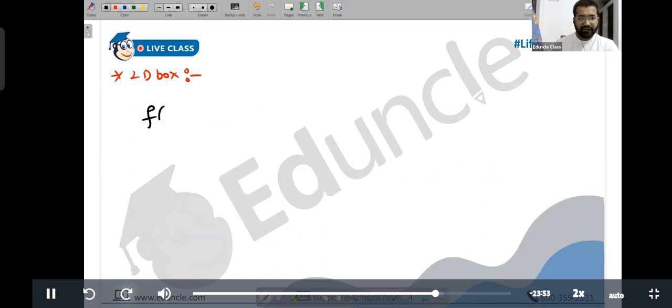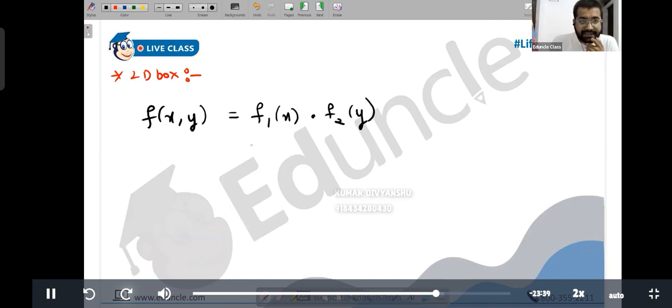I want you to note that if I have a wave function of x comma y, we are allowed to split this as f1 of x into f2 of y. Make a note. Write something in the chat box. Yes, sir, completely for the first time. Nice. So we can split the wave function.